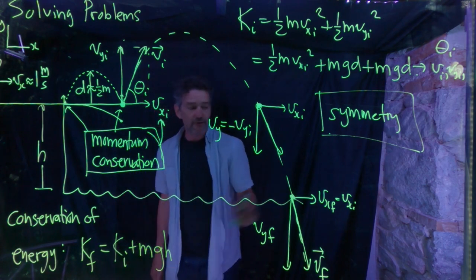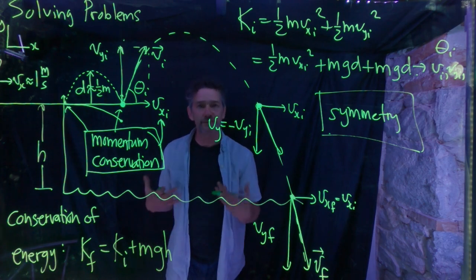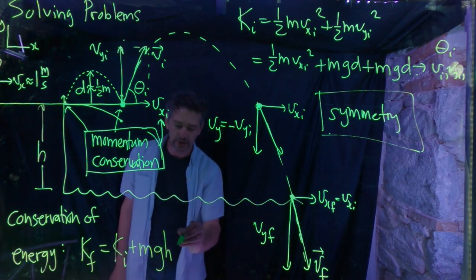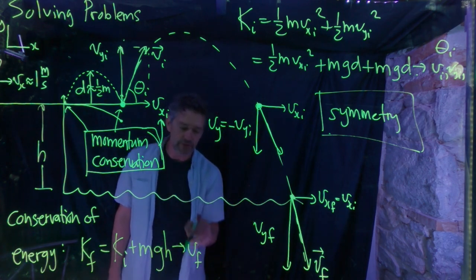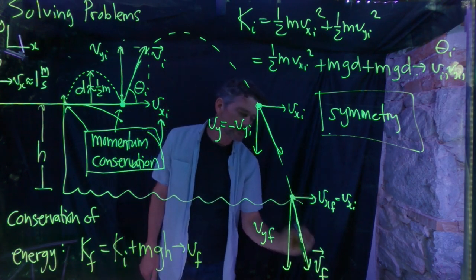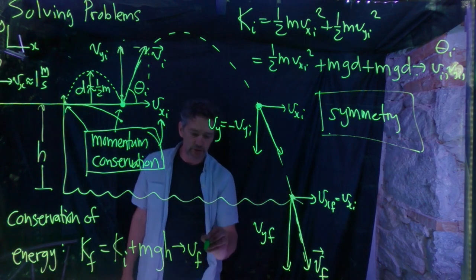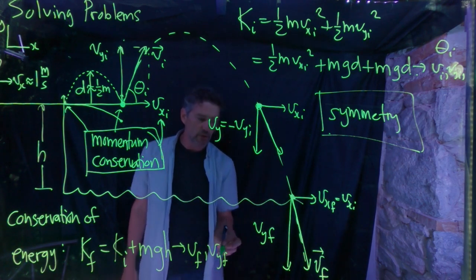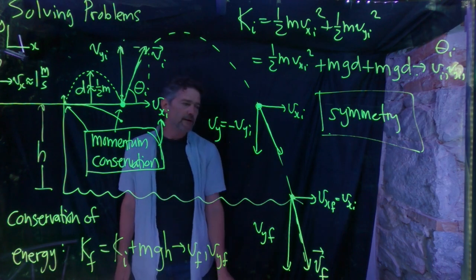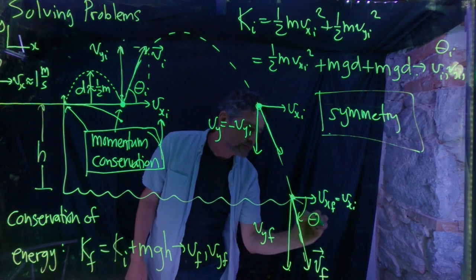And now that you know the final kinetic energy, you know that the kinetic energy is 1/2 m times the speed squared. And so immediately that tells you what v final, the speed, is. So now you know the x component and the speed. Then by a little bit of trig, or a little bit of algebra, Pythagoras's theorem, you can figure out what v y final is. And the angle, theta final.